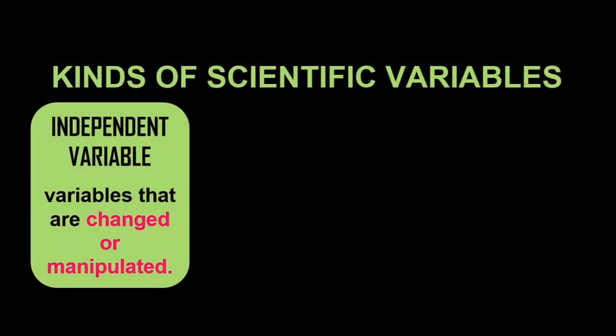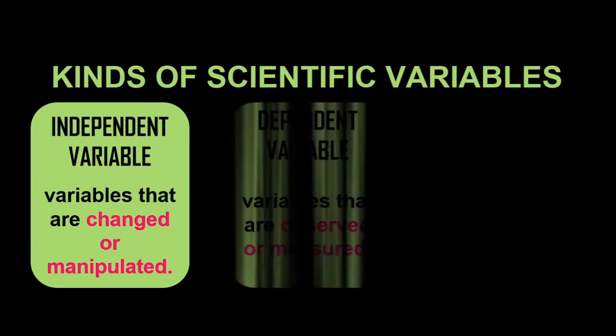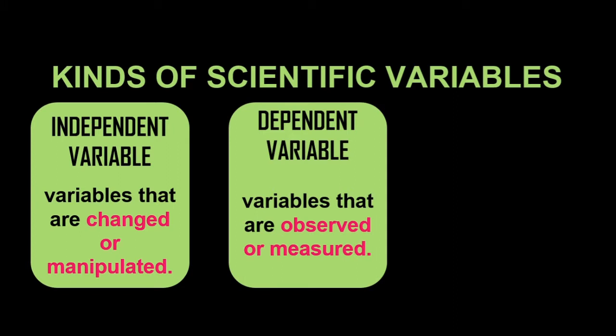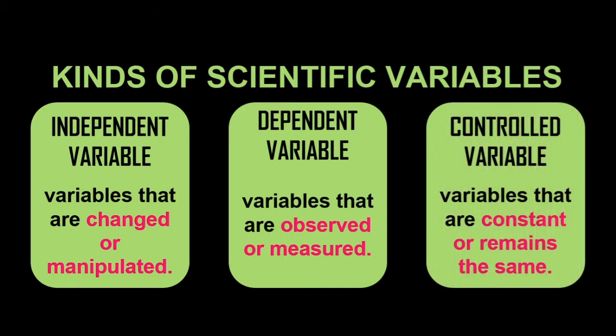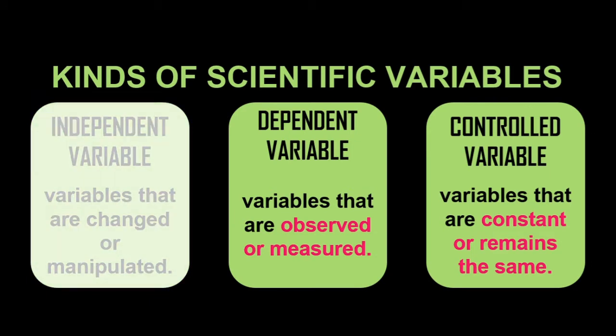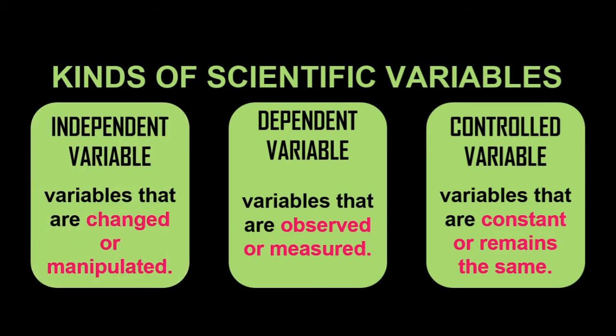Independent variable is the only variable in the experiment that is changed or manipulated. Dependent variable, on the other hand, means the variable that is measured or observed. It is also affected during the experiment, and the reason why it's called dependent is because it depends on the independent variable. Controlled variables are the variables that are constant or remain the same throughout the process. Remember these three variables: independent, changed or manipulated; dependent, measured or observed; controlled, constant or remains the same.